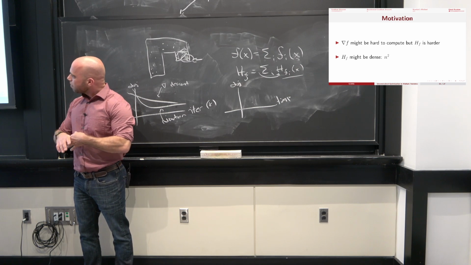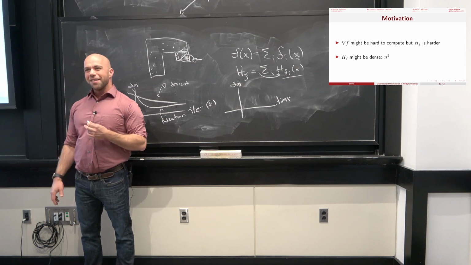Moreover, Hf might be dense. It's going to take up a lot of memory. So it's n squared space and n cubed time to invert. These are all problems.